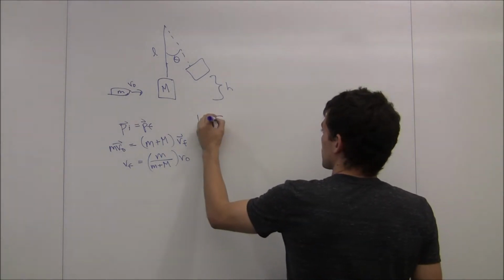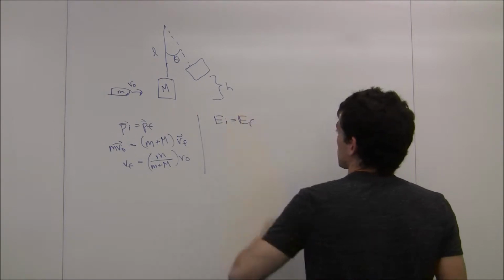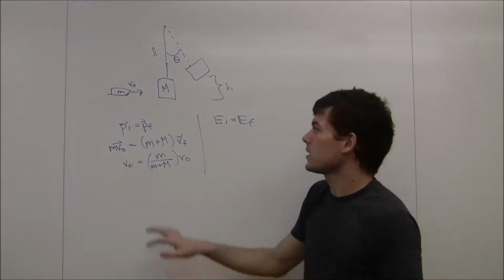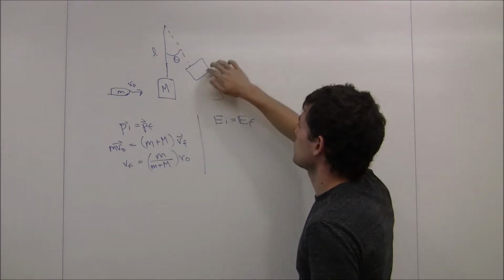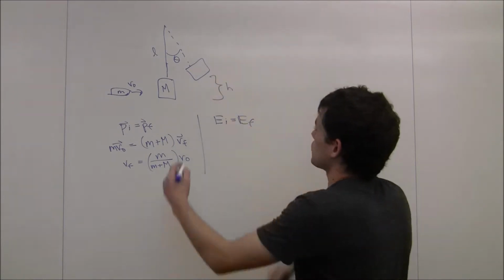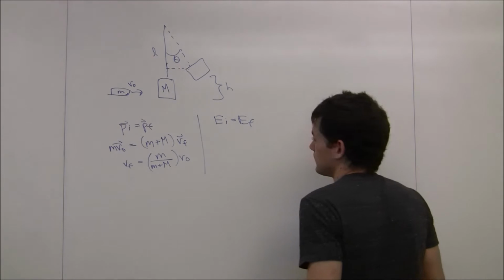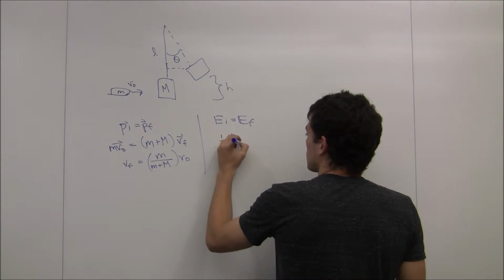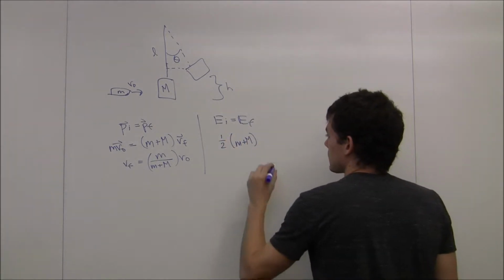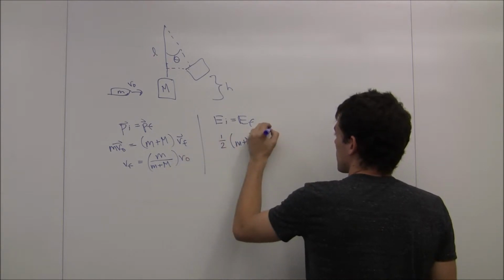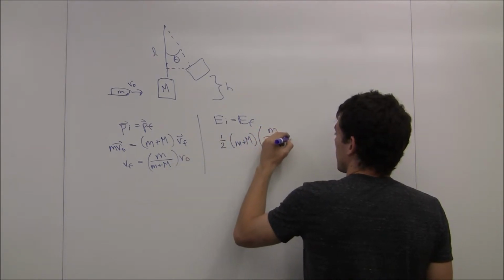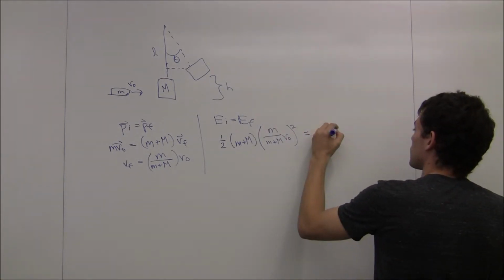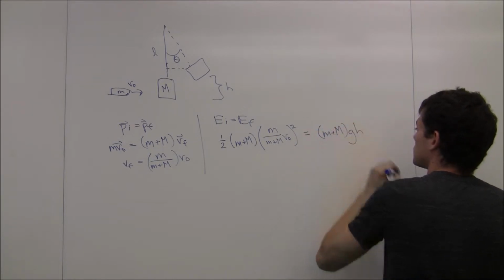Now we're going to conserve energy after the collision. Once the bullet has stuck in the block, the two have some initial kinetic energy, and that mechanical energy is going to be conserved, but it's all going to be converted into gravitational potential energy at this height, h. So the initial energy is 1 over 2 times (little m plus big M) for the combined mass times v final, which is m over (m plus big M) v0 squared. Now the final energy is just (little m plus big M) times g times h.